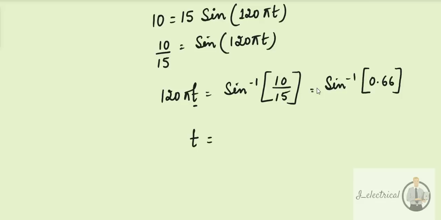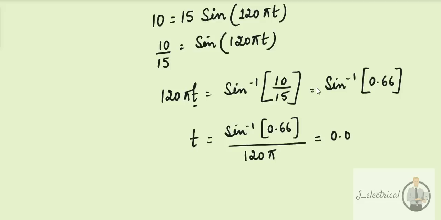So I'll keep t on one side and shift everything else to the other side. So sine inverse of 0.66 over 120 pi is equal to 0.0019 seconds. So it requires 0.0019 seconds for the current to reach 10 amperes.